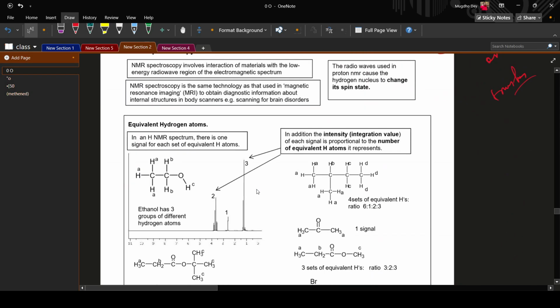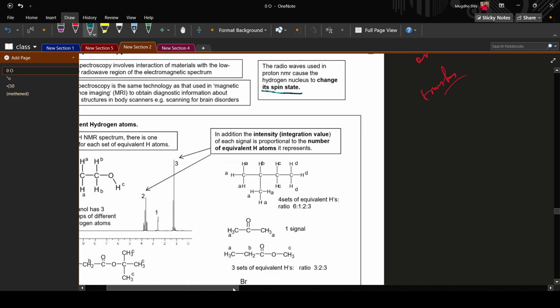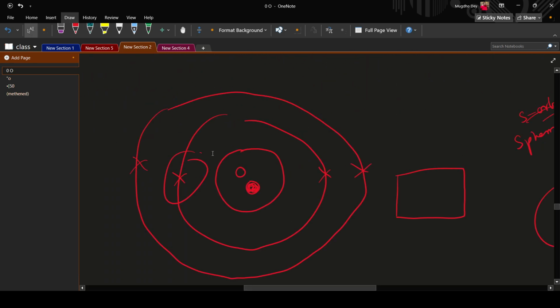Let's talk about NMR spectroscopy. NMR spectroscopy involves the interaction of materials with the low energy radio wave region of the electromagnetic spectrum. The radio waves used in proton NMR cause the hydrogen nucleus to change its spin state. Just as I said, if the electrons start changing their spinning, then obviously the nucleus is also going to change its spinning state.